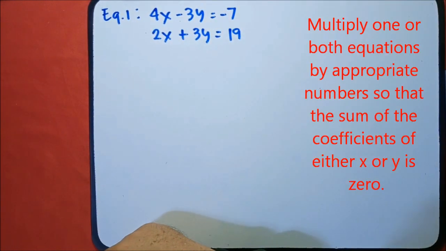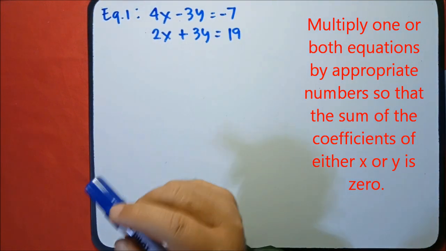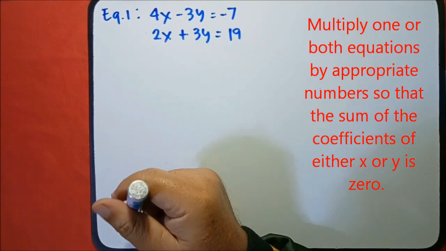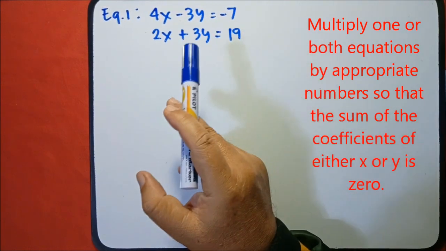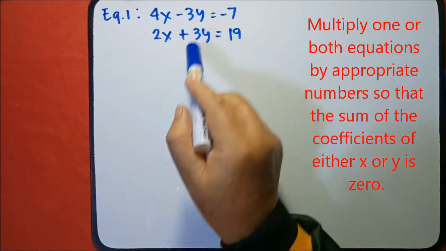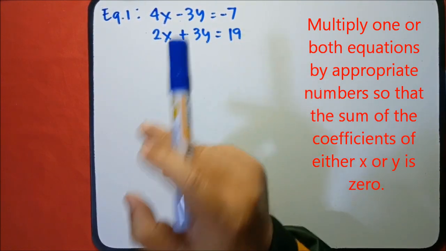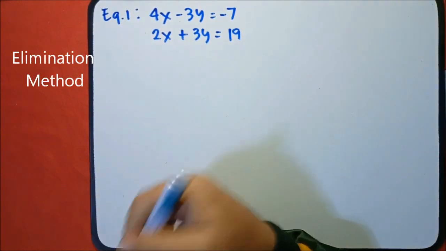Then, multiply one or both equations by appropriate numbers so that the sum of the coefficients of either x or y is 0. So ito, hindi na natin kailangan mag-multiply. Bakit? Kasi meron na. Meron na tayong isang variable na pwedeng i-cancel. Negative 3y plus 3y, magiging 0 na yan. So wala ka nang kailangan pang i-multiply. Pwede na, no? Pwede na siyang i-simplify.